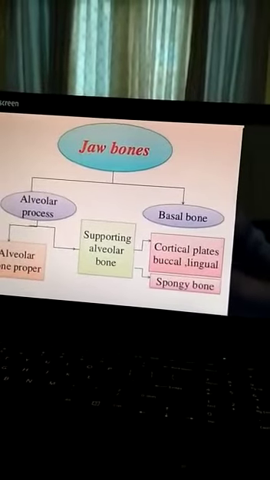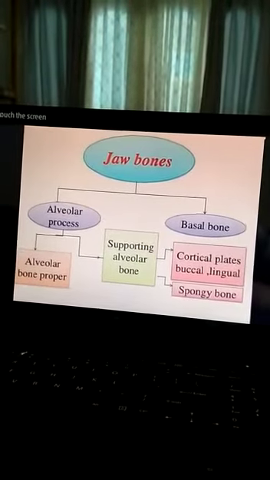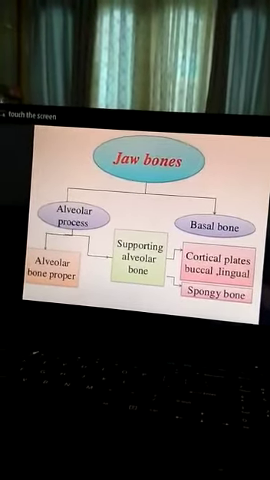The jawbone is divided into the alveolar process and basal bone. The alveolar process is further divided into alveolar bone proper and the supporting alveolar bone. The supporting alveolar bone is further classified into cortical plates, buccal and lingual, and spongy bone.